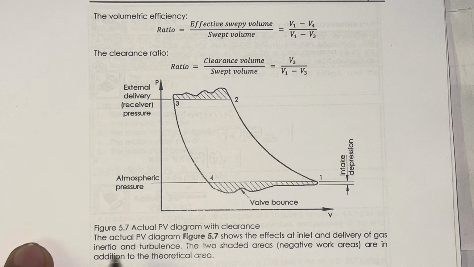Now, the actual PV diagram is indicated here. It shows the effects at inlet and delivery of a gas, inertia and turbulence. The two shaded areas, negative work areas, are in addition to the theoretical area.